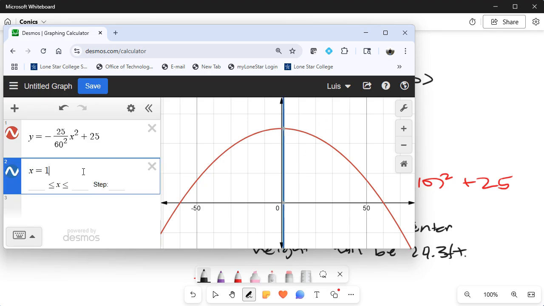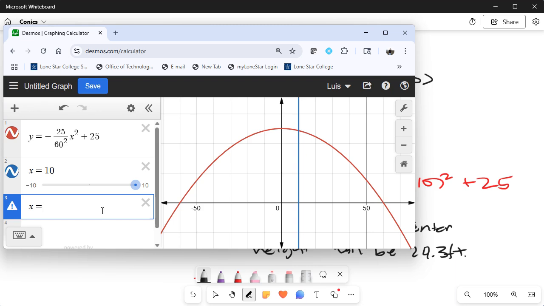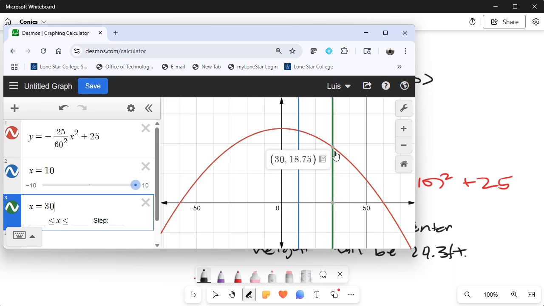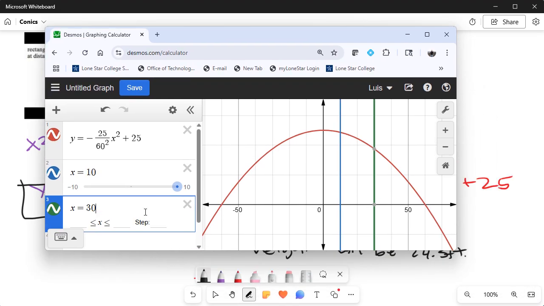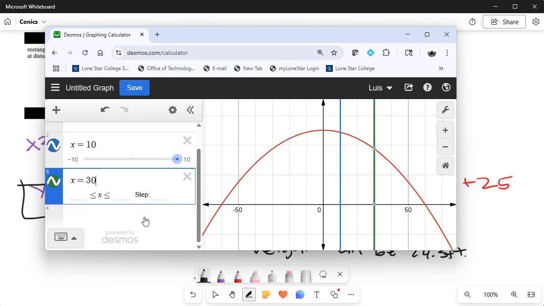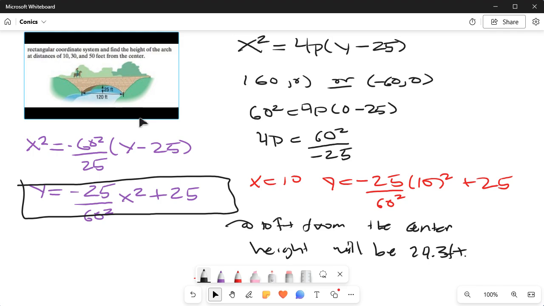And note that we said x equals 10, right? So here we get that it's 24.3 feet. And similarly, it was x equals 30, right? That's what they wanted us to find. So we see that that's 18.75 feet. Now, keep in mind that they wanted to find at 50, right? So let's say that x equals 50. Okay, so x equals 50, and we're now at 7.6 feet, right?